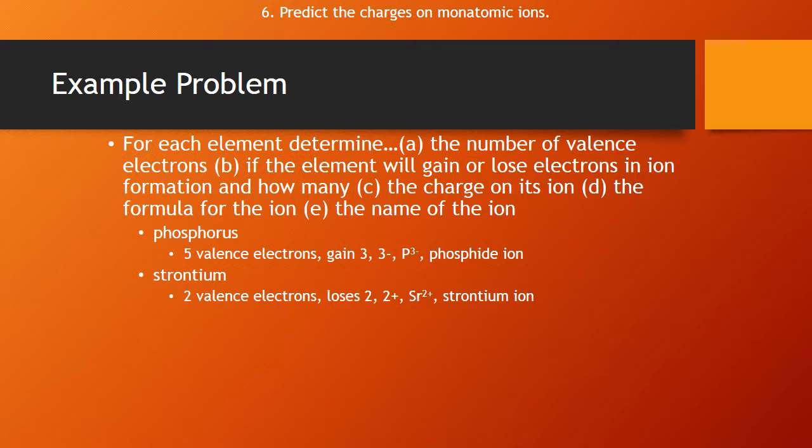So if it loses 2 electrons, it will have a 2 plus charge, because it will now have 2 more protons than electrons. The formula of the ion would be Sr2+, and the name would just be the strontium ion. So here you can see the answers, where we have 2 valence electrons, because it's group 2. It's going to lose those 2 valence electrons when it forms an ion, which will give it a 2 plus charge. Its formula then would be Sr2+, and we would call it the strontium ion.